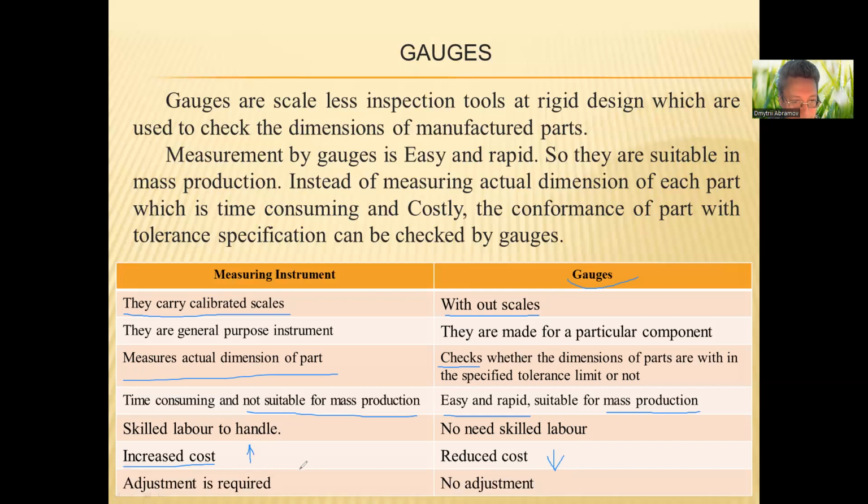And the last one: for measuring instruments, adjustment is required. And gauges need no adjustment. So we can see many good options for gauges.